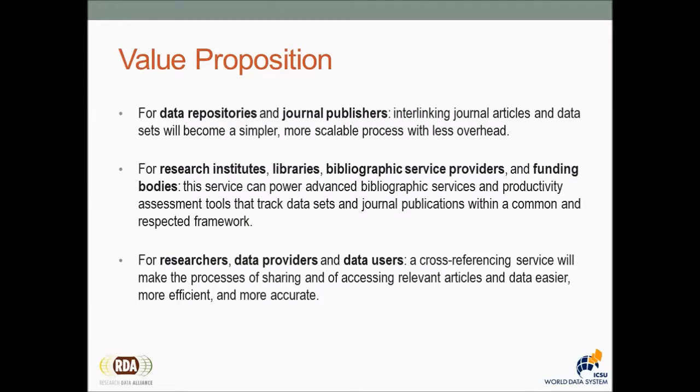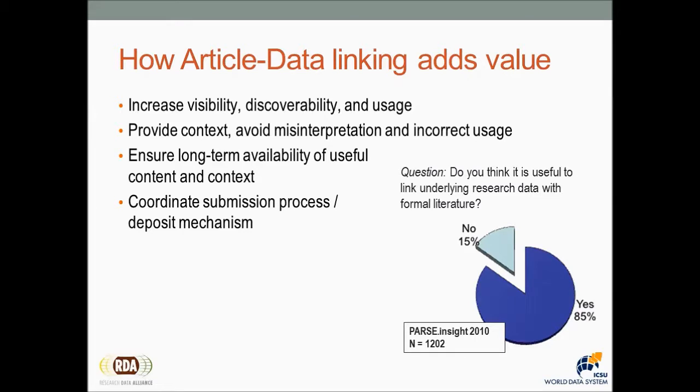I'm zooming in now a little bit on a specific use case, the one that I am also most familiar with from my work at Elsevier, and that is about linking articles and data in such a way that people who read an article on a publication platform can find relevant data and vice versa. I think many people will agree that this is a good thing. It increases the visibility and the discoverability of both articles and data, and it provides some essential context for data sets that limits the risk of incorrect usage or misinterpretation, and it helps to coordinate things to ensure really long-term availability of all this good stuff.